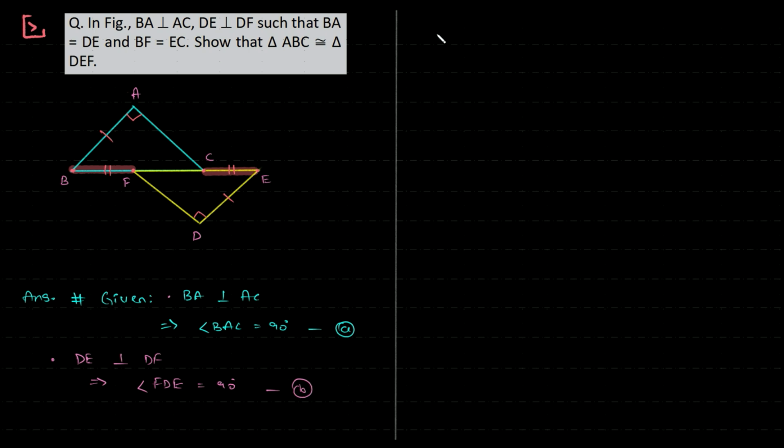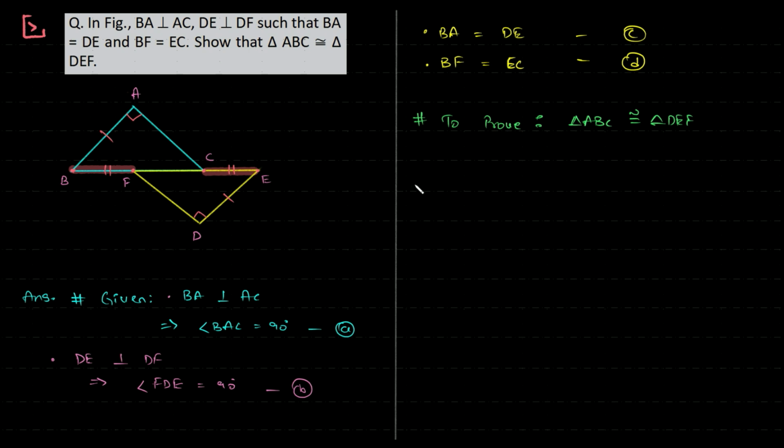Okay, and what else do we have? We have BA is equal to DE. We'll call this equation 3. Then what else do we have, guys? BF is equal to EC. I'll call this D. Now, to prove, triangle ABC is congruent to triangle DEF.